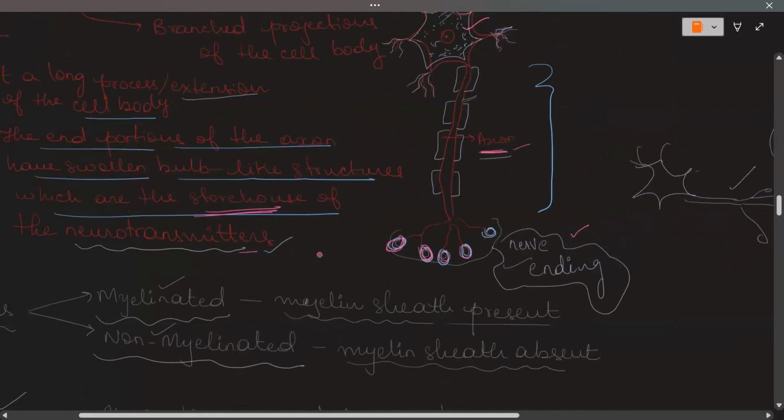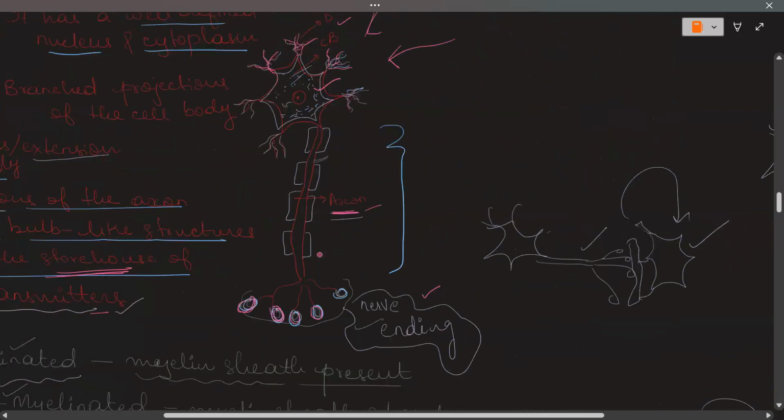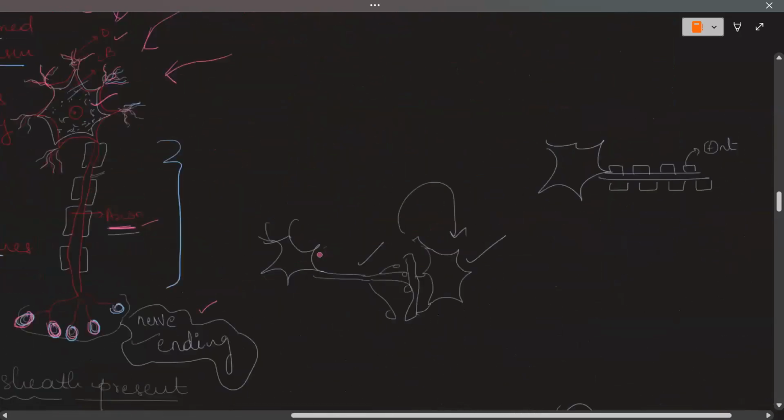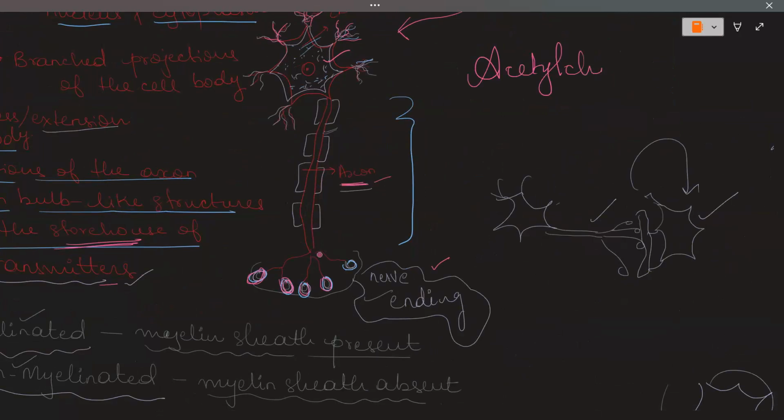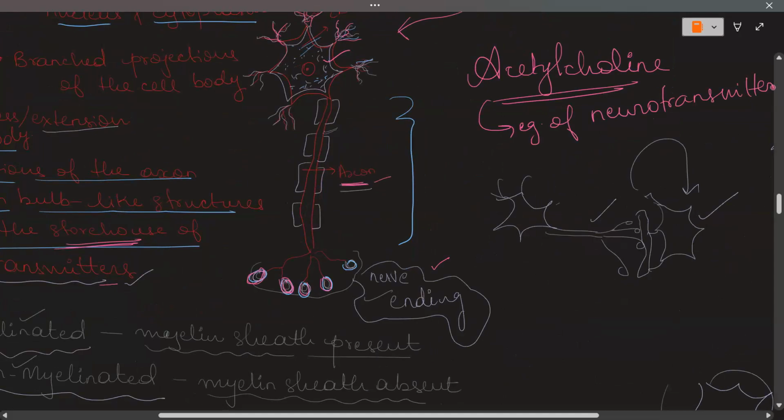Now, in our body there are many types of neurotransmitter, but one such neurotransmitter is acetylcholine. Acetylcholine is an example of a neurotransmitter. Clear? Clear to everyone? All right.